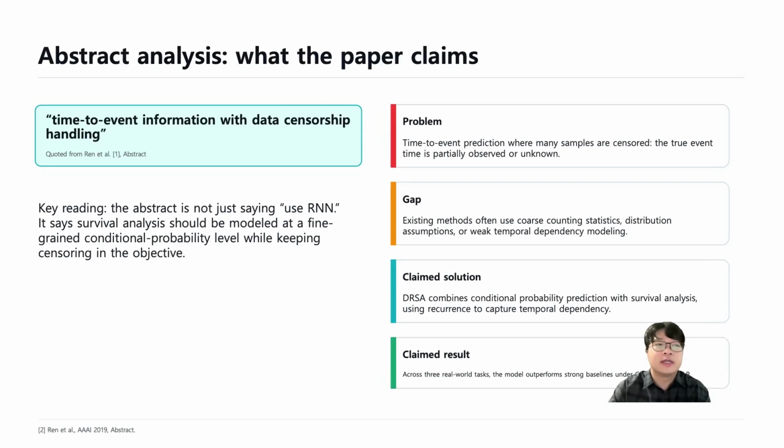The important point is that the paper is not simply saying, let's use RNN. Instead, it proposes a fine-grained conditional probability view of survival analysis. In other words, DRSA predicts the conditional event probability at each time interval while keeping censored samples inside the learning objective. This is the main contribution claim in the abstract.